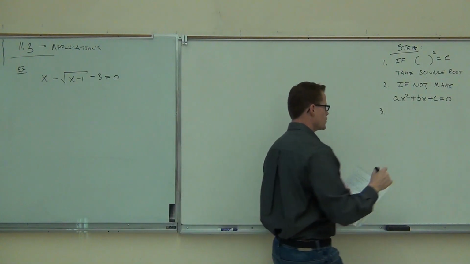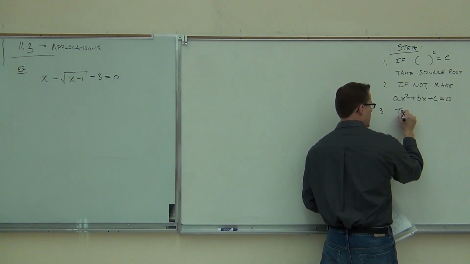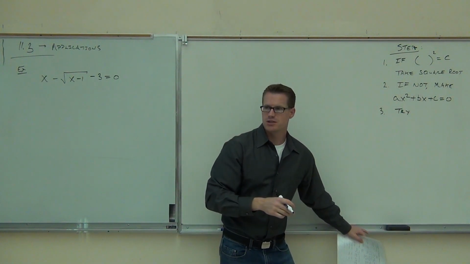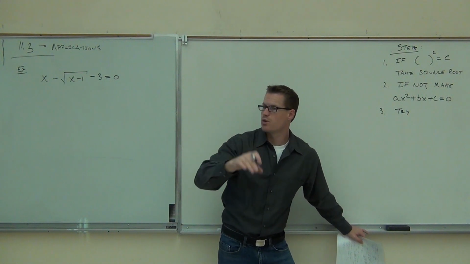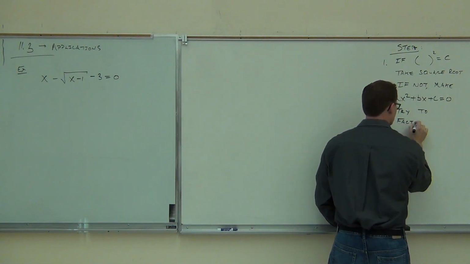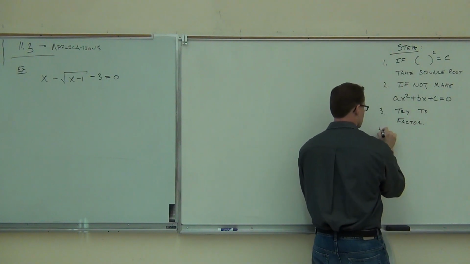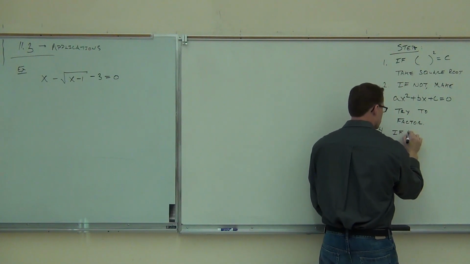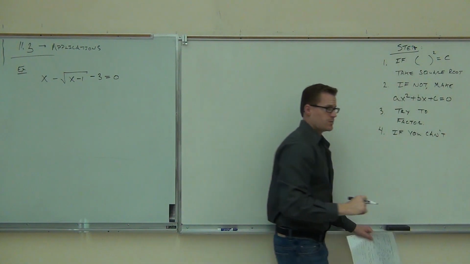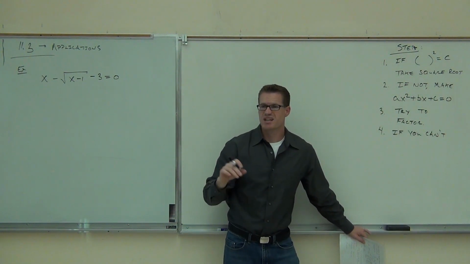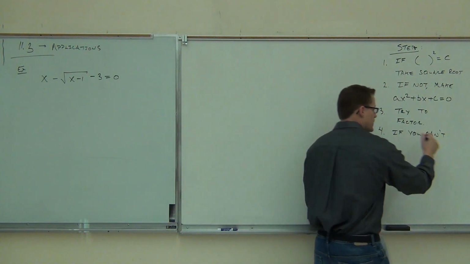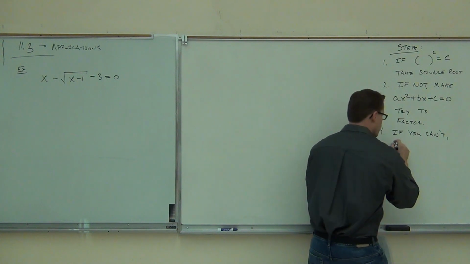The first thing you're going to do is try to factor. How long are you going to spend trying to factor? About 10 seconds. If you can't do it in 10 seconds, then you move on to the quadratic formula. So try to factor. If you can't, meaning it takes longer than 10 seconds or it's really hard to factor, then don't waste your time on it. Just go to the quadratic formula.